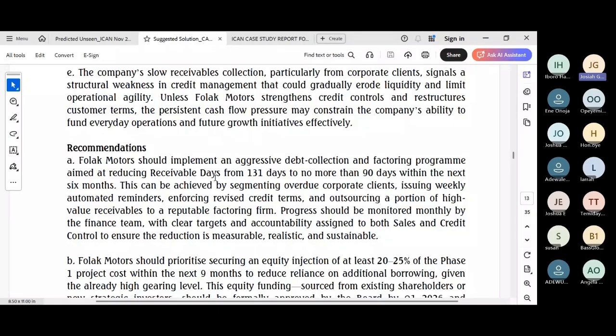Segmenting overdue corporate clients. You can't just recommend and say the company should reduce receivable days. How? That's not a recommendation. It has to be specific. It has to be SMART. So make your recommendations very clear. Don't write vague recommendations or generic recommendations. So please take note of it.